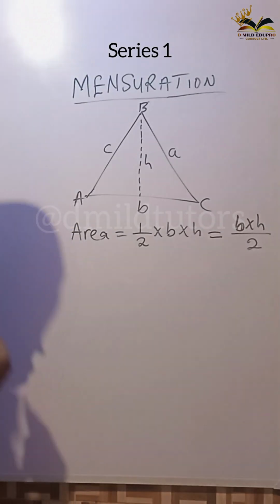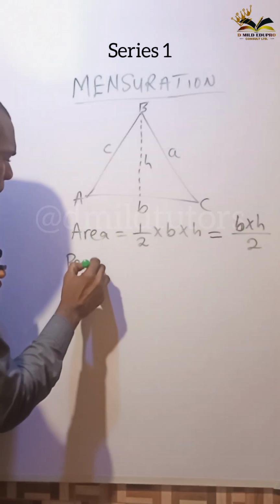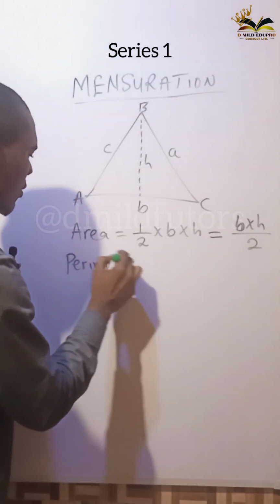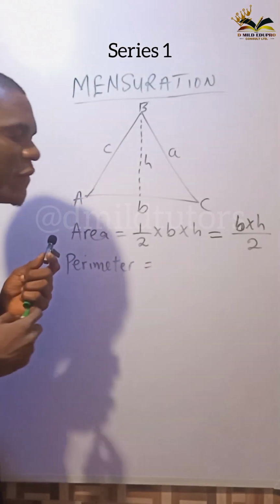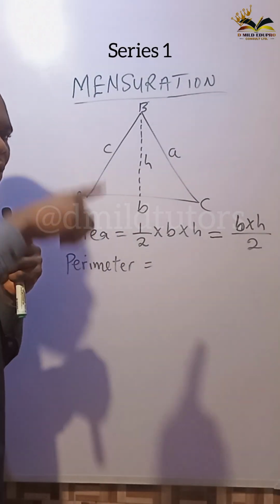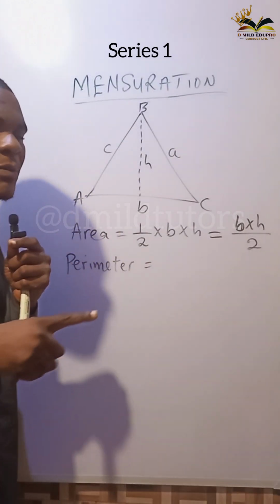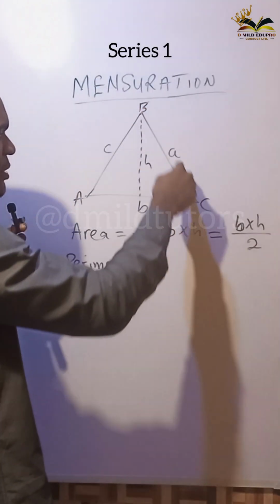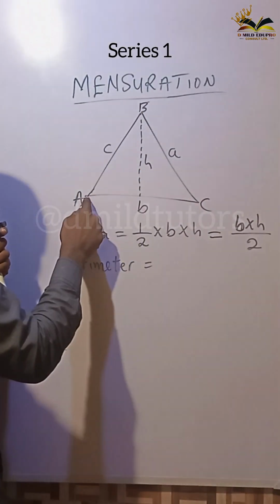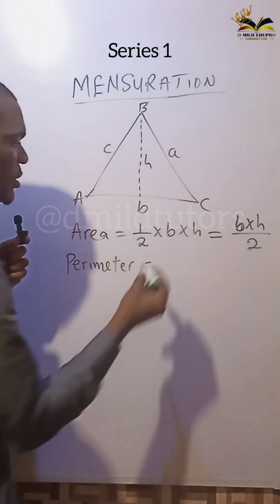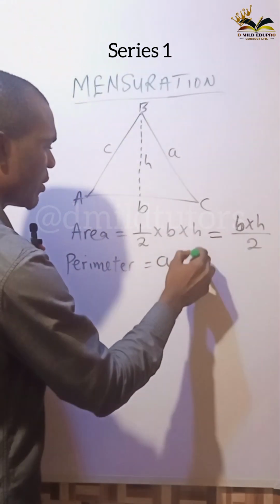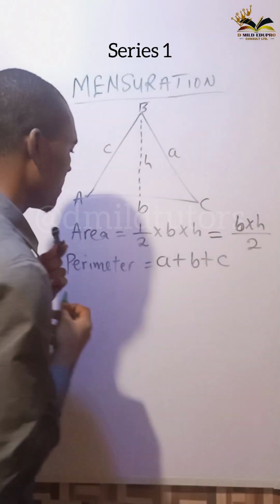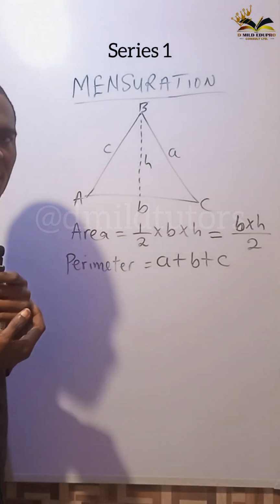Now, when that is done, we now move to perimeter. Perimeter of a triangle. Remember the meaning of perimeter: the total length of an object or a shape. Total length means whatever you have from this point to this point plus to this point plus to this point. So perimeter in a nutshell, let's say is A plus B plus C. That is perimeter. Is that okay?